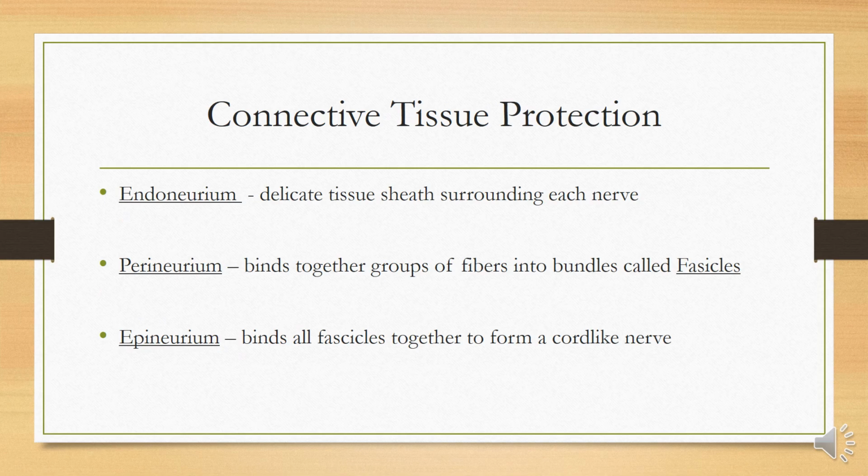There's 3 main connective tissue protection types here. We have the endoneurium. This is delicate tissue. It surrounds each individual neuron. The perineurium binds together groups of fibers into bundles called fascicles. These fascicles are several neurons together. Epineurium, these bind all the fascicles together to form a cord-like nerve.